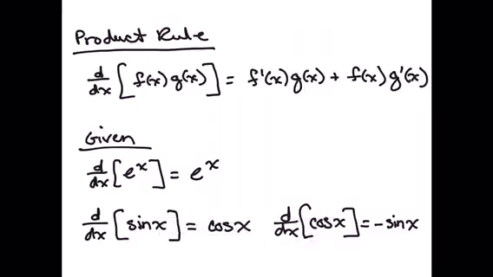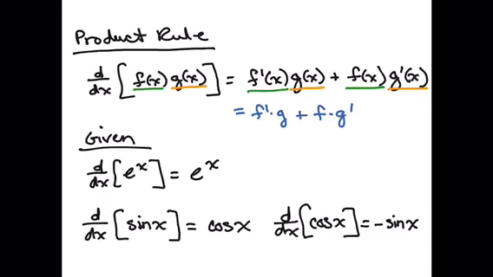We use the product rule when we want to take the derivative of two functions that are being multiplied together. It states that we take the derivative of the first function and multiply it by the second function, and then we add to it the first function times the derivative of the second function. A shorthand way of writing this would be f prime times g plus f times g prime.